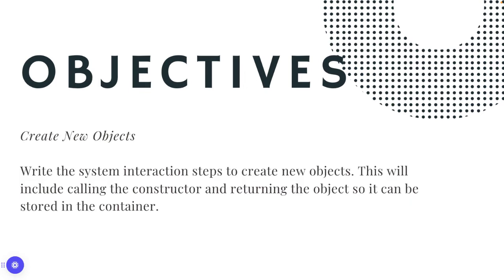We're going to create new objects. So this means that we are going to write the system interaction steps to create new objects. This will include calling a constructor and then returning the object so that it can be stored in the container. So you remember in your object-oriented programming class creating new objects using a constructor. Well, we are going to use that same concept here, and we're going to create new objects and add them to containers. And you'll see what I mean in a minute here.